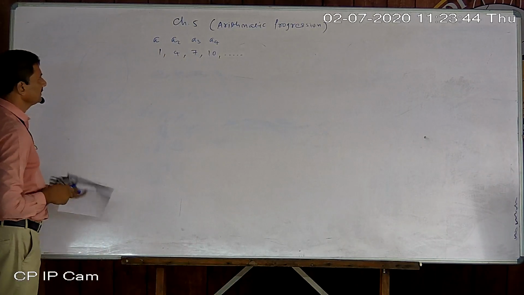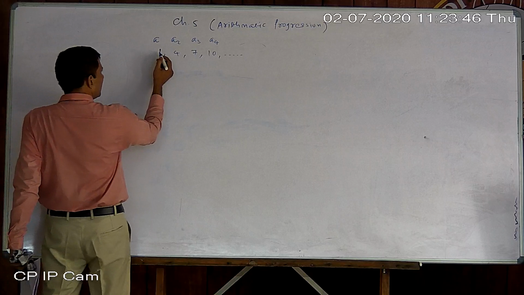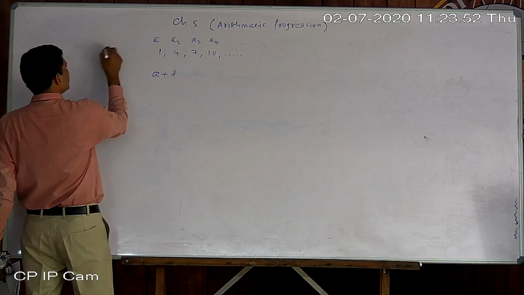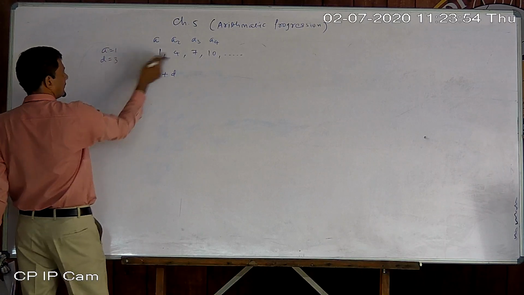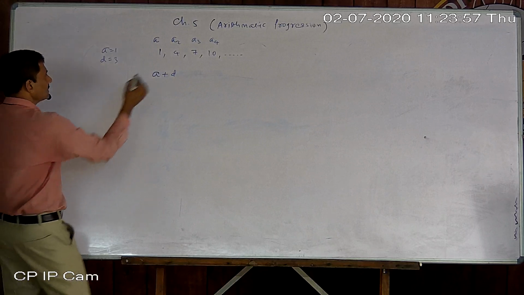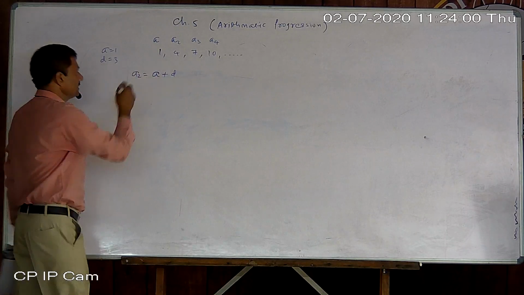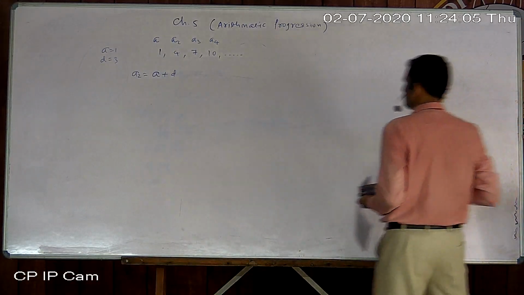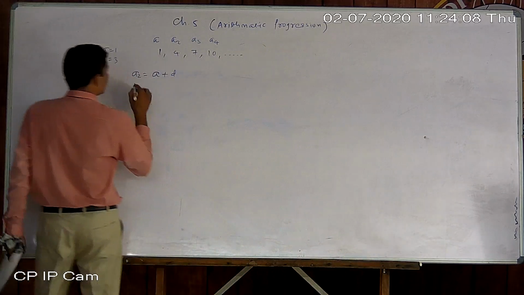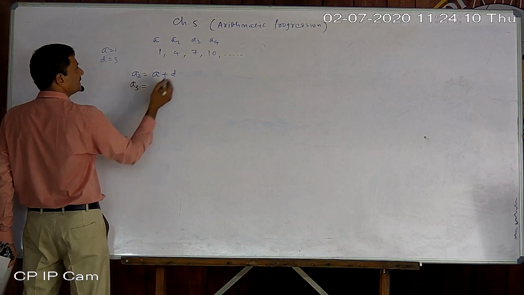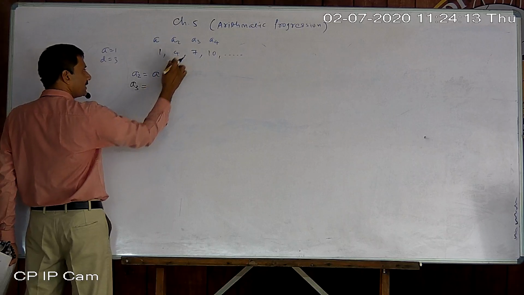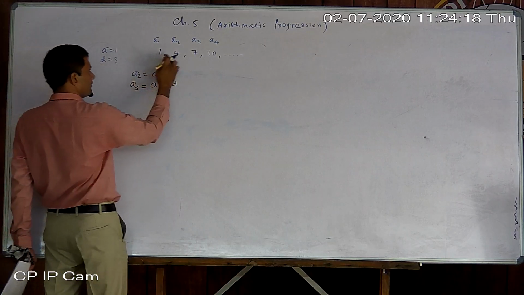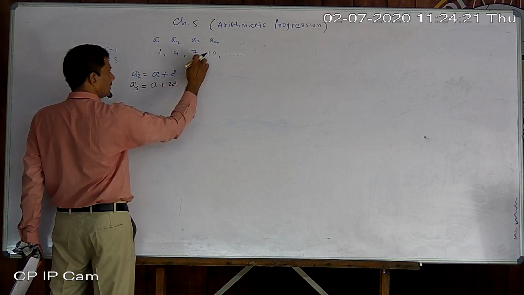You can see here, for the second term, actually it is a plus d only. Here a equal to 1, d equal to 3. Why? We already discussed. So the second term is nothing but a plus d. Why? 1 plus 3, so 4. A3 is nothing but either A2 plus D, otherwise A plus 2D. You can write first term plus 3, second term plus 3, third term plus 3, fourth term.